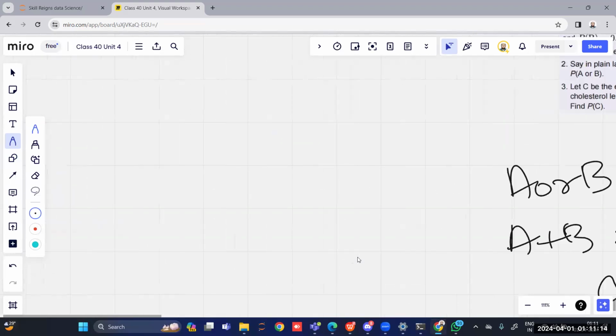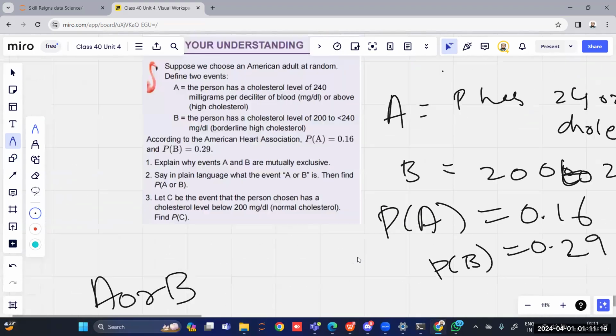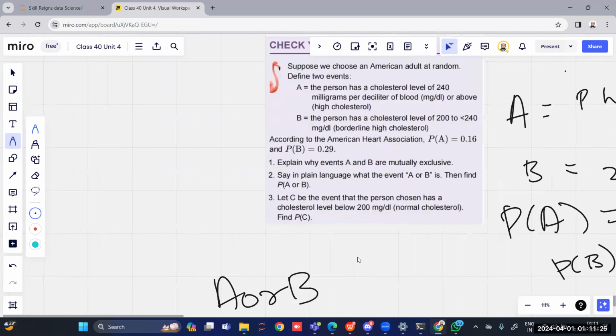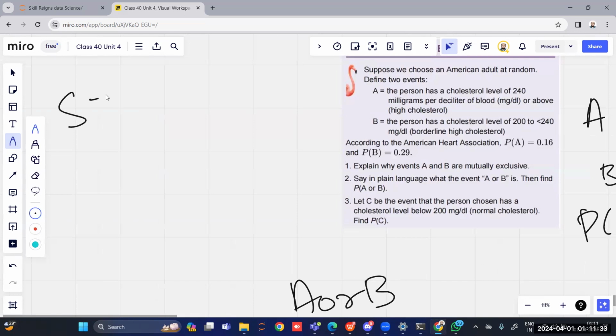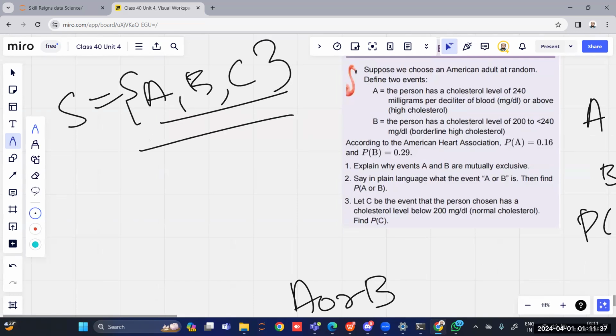Now I have the question. The third is, let C be the event that a person chosen has a cholesterol level below 200, normal cholesterol. Find the probability of C. That means there are three events in the sample space, suppose A, B, and C. There are three possible outcomes only. There is no D, there is no E, there are only three.